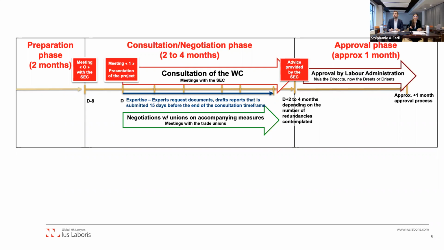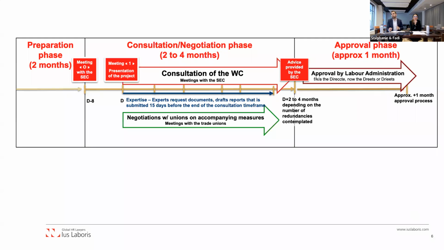Of course, what will be the most challenging will be retrieving the information, gathering the information from your internal stakeholders. That is the most difficult part of the process, most likely. Then you will have the meeting zero of the Works Council. We call it meeting zero because it's not the start of the consultation process.